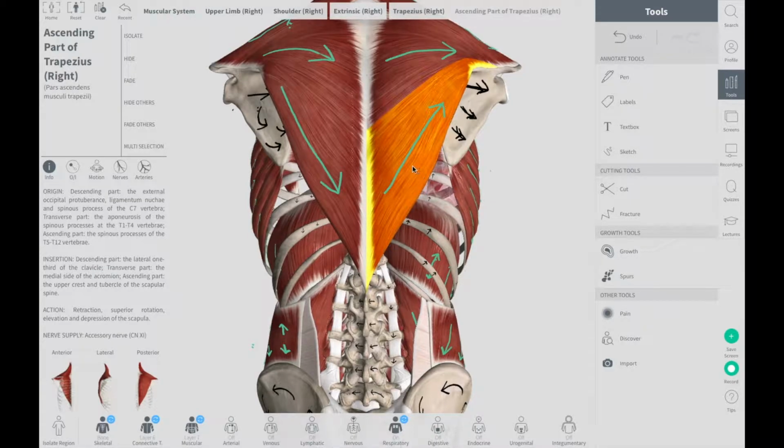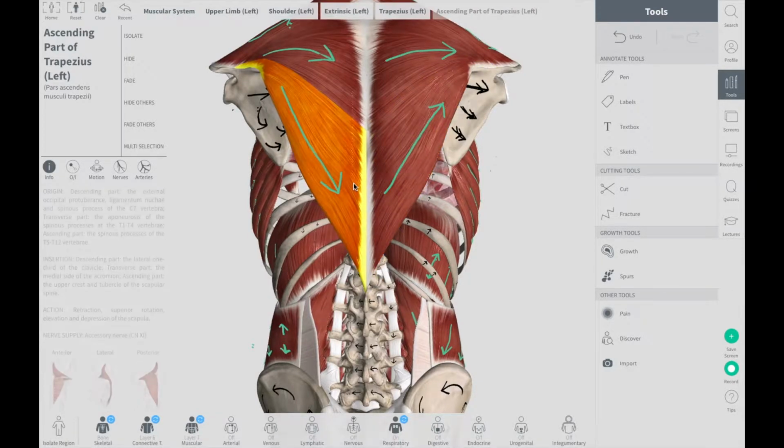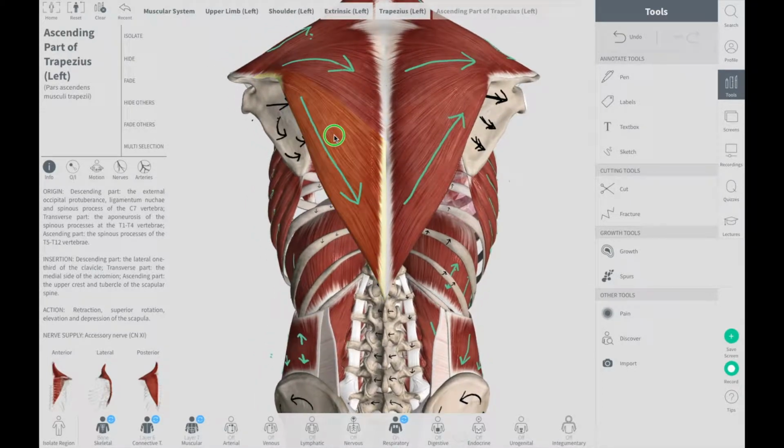Now, onto the left lower trap. With the concentric actions of the right lower trap spinal attachments, the spinal attachments of the left lower trap play a much more eccentric role, providing an anchor for the left scapula's retraction.